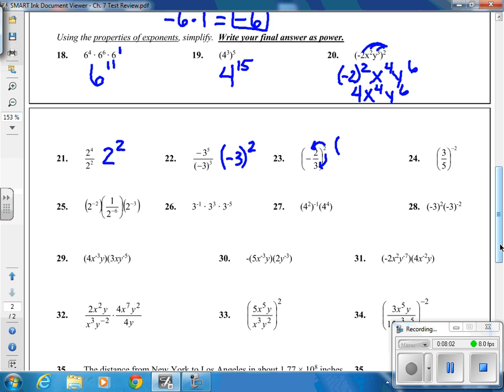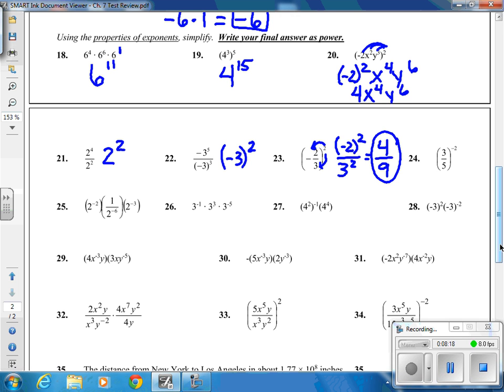Right, so I'm going to have negative 2 in parentheses squared over 3 squared. And I can't leave this because exponents cannot exist in a fraction. So we need to keep going. Negative 2 squared is positive 4, and 3 squared would be positive 9. So 4/9 is the final answer for that one.